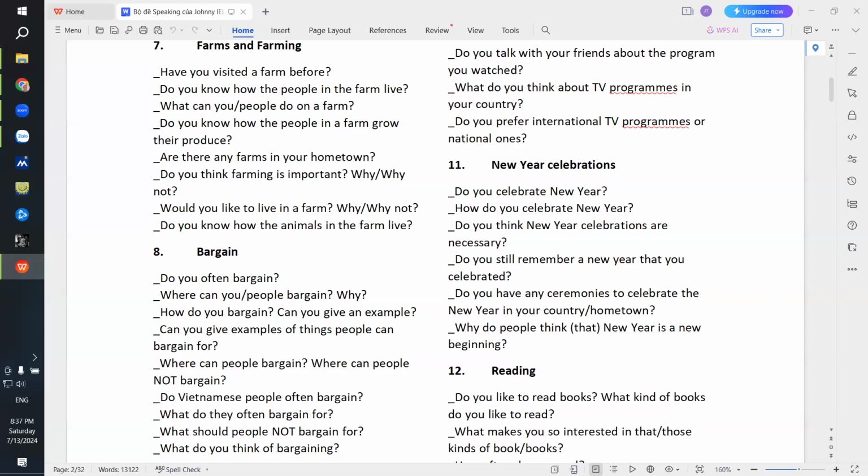So what do you think, Ms. Trúc? Do you have any ceremonies to celebrate the new year in your country or your hometown? Many ceremonies to celebrate the new year in my hometown. For example, offering to the kitchen gods on December 23rd of the lunar calendar. Wait, kitchen god is Ông Táo, right? Yes. Okay, and the god of the land, I think. I'm not so sure because I'm not religious. I don't know much about those things. Anyway, please continue.